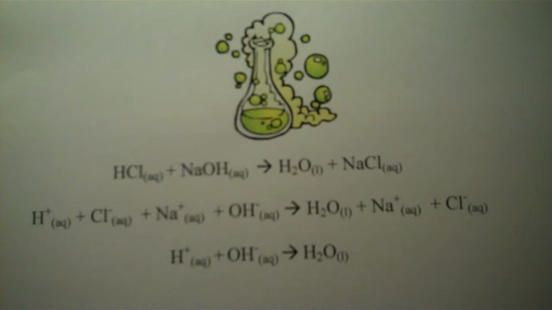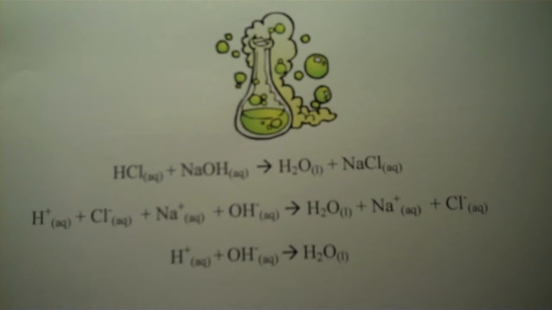When a strong acid and a strong base react, water and a salt, in this case NaCl, are formed. Since HCl is a strong acid, it dissociates into H+ and Cl-. And since NaOH is a strong base, it dissociates into Na+ and OH- ions. NaCl also dissociates, since it is soluble in water, and it forms Na+ and Cl-.